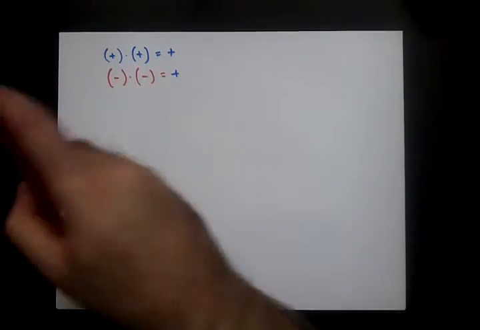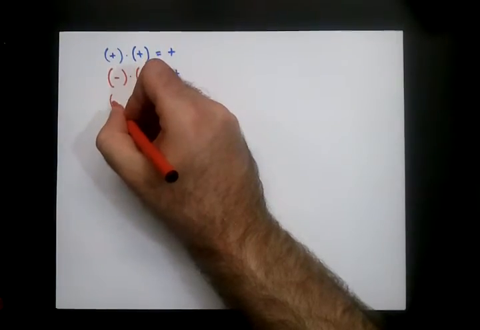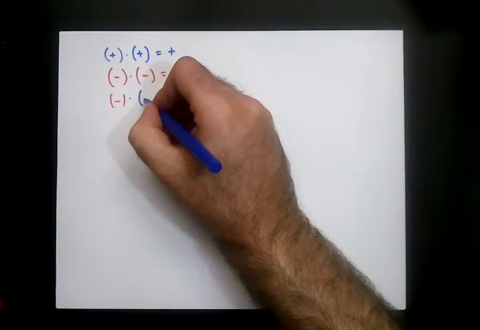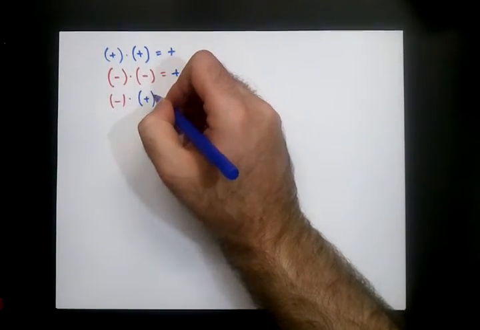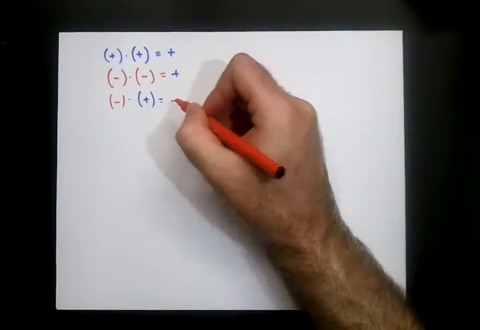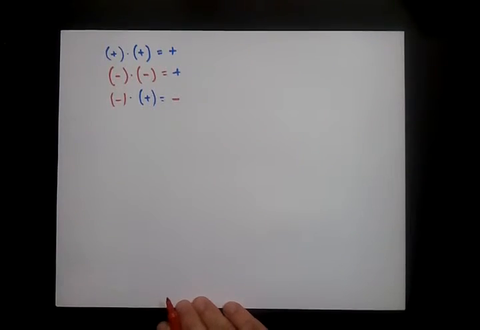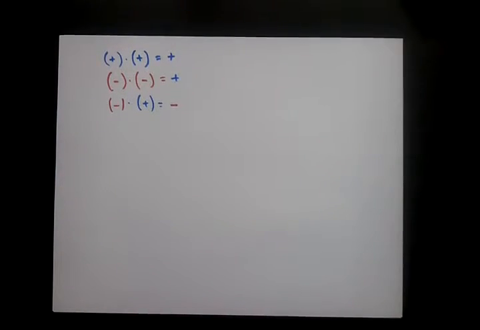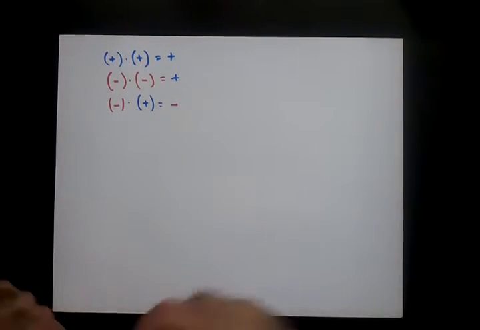If you have a negative number multiplied by a positive number, then the answer will be negative. So we see a pattern here. If the two integers have the same sign, the answer is always positive. If the two integers have different signs, the answer is always negative. So really that's about it for multiplication and divisions.